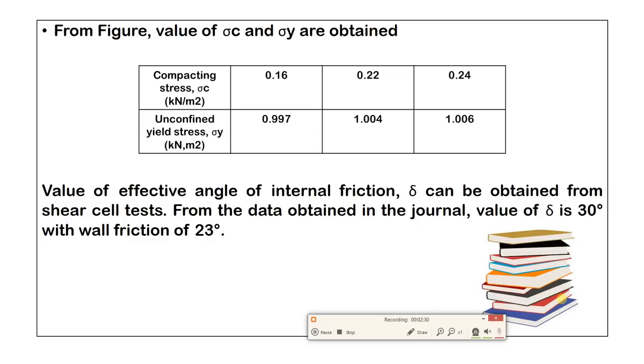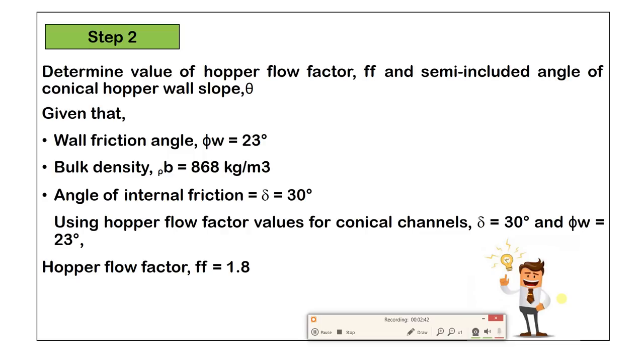From the data obtained by the journal, the value of delta obtained from shear cell test is 30 degrees with kinematic wall friction of 23 degrees. In step 2, the value of hopper flow factor and semi-included angle of conical hopper wall slope is obtained. It is given that the wall friction angle equals 23 degrees. The bulk density is 868 kg per meter cube, angle of internal friction of 30 degrees. Thus, by using hopper flow factor values for conical channels, 30 degrees and kinematic wall friction of 20 degrees, the hopper flow factor will be 1.8.